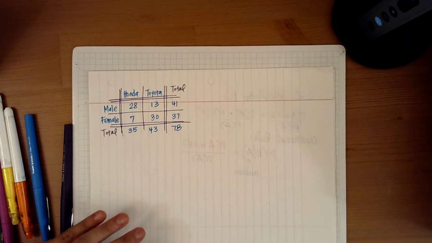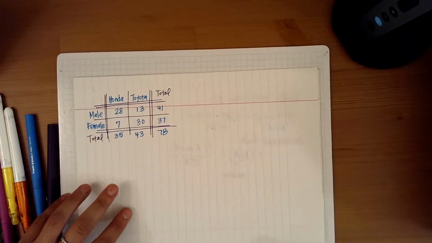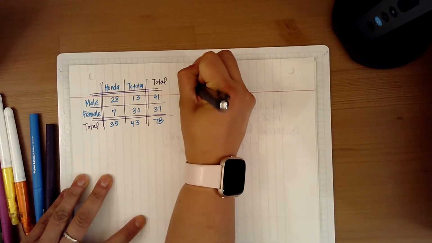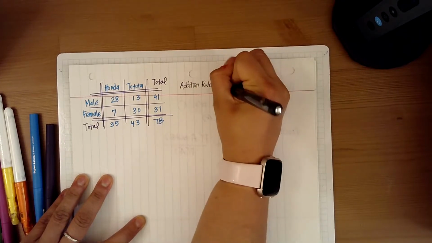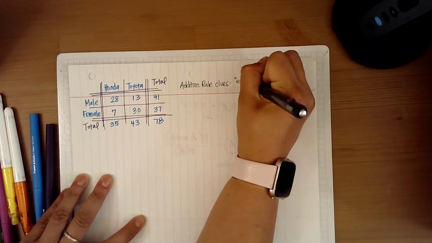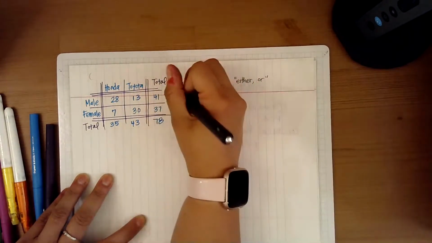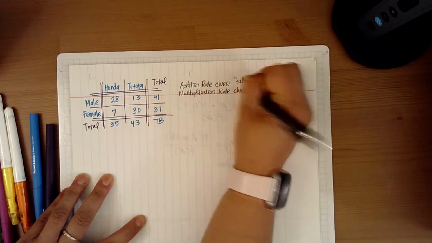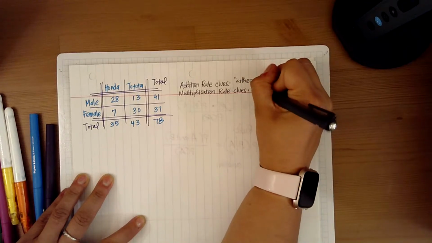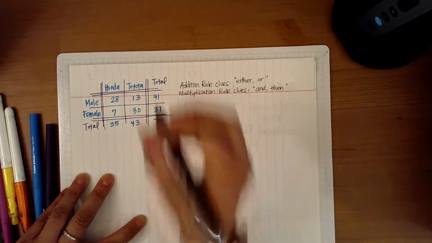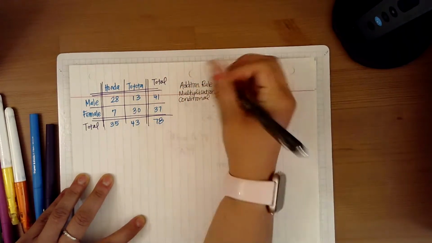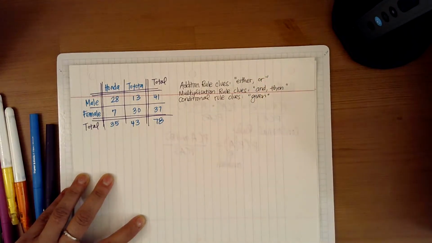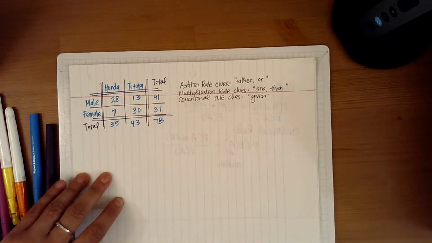The very first rule I'm going to show off is the addition rule. Some of the words that you can pick up for the addition rule: addition rule clues are going to be either, and or. Multiplication rule clues are going to be and then. And conditional rule clues are going to be the word given, or with the condition of. So these are context clues that we're going to use to figure this out.